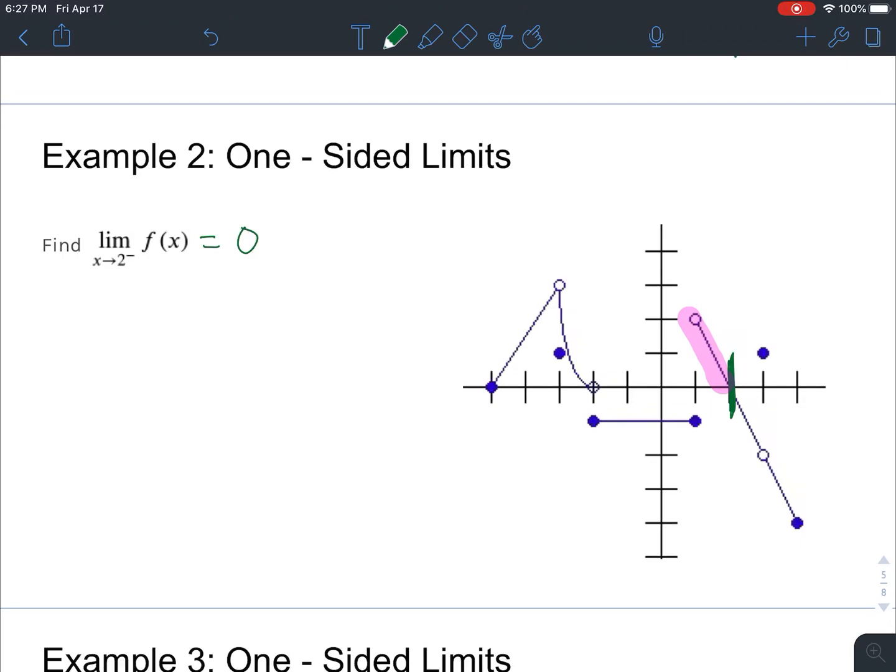Sometimes you'll have limits that will agree. So we've already talked about doing both sides. Sometimes you'll have them where they agree, sometimes they don't.